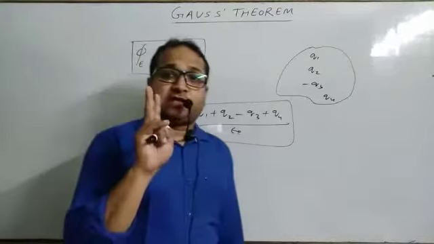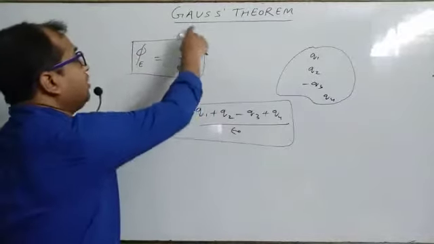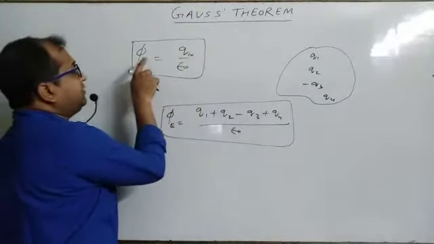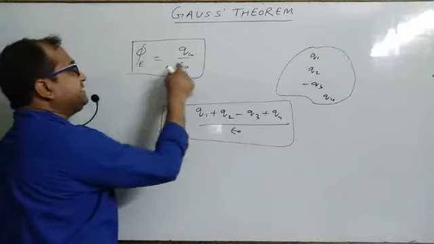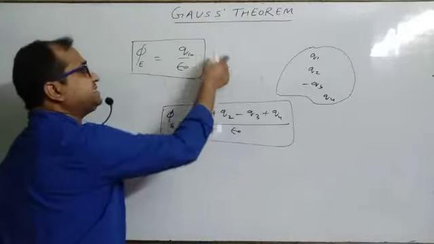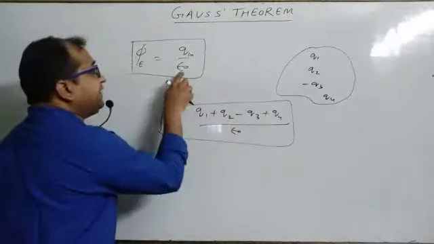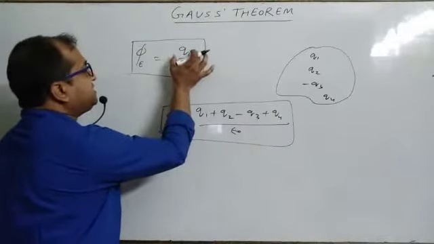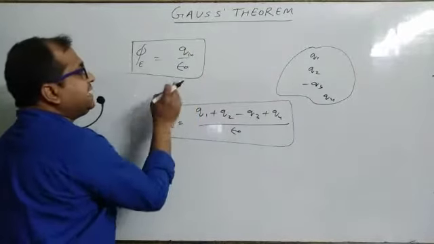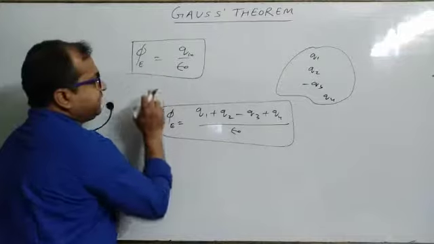There are two definitions of electric flux. First, the general definition, and another, the Gauss theorem. According to Gauss theorem, the total electric flux is the ratio of the total charge enclosed in the closed surface to the permittivity of free space. This value is a fixed value, you know.